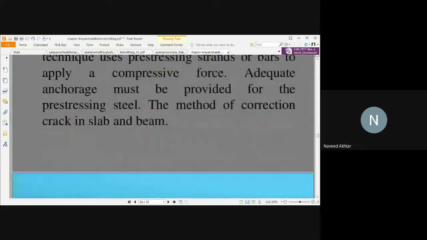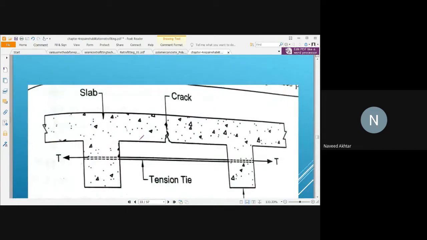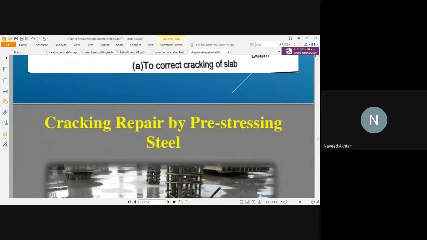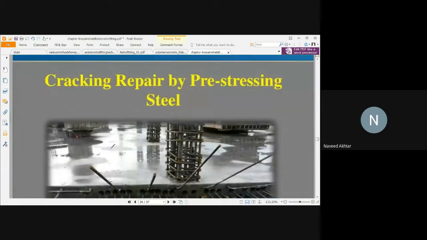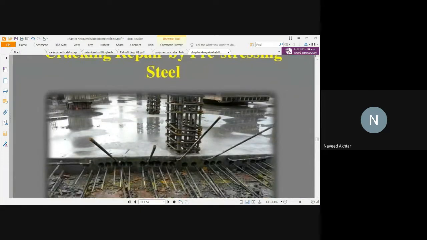You can also apply the pre-stressing method to the stem. You can see the tension tie can join the two beams where the crack is, and that can establish a strong connection between them. This is the pre-stressing technique. You can see the number of bars. These are the tendons provided for the pre-stressing.